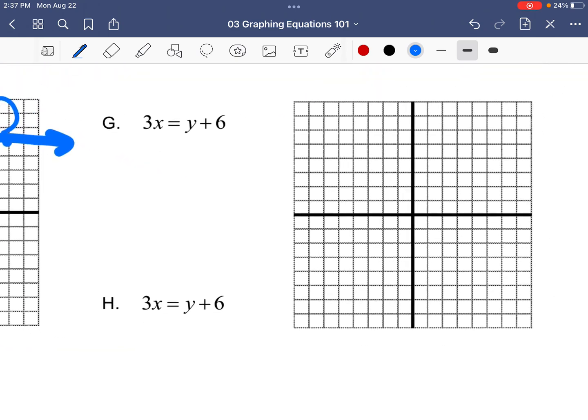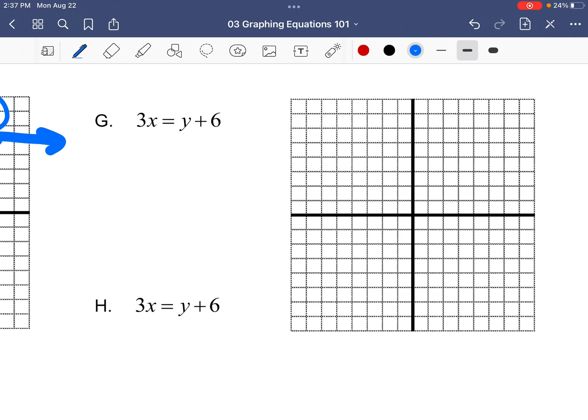So what about g and h? Well, I hope that you realize and notice that they have two variables. So when you have two variables, your solution will definitely end up being many points. The reason I have g and h here is to make sure we understand that you can graph any way that you want.